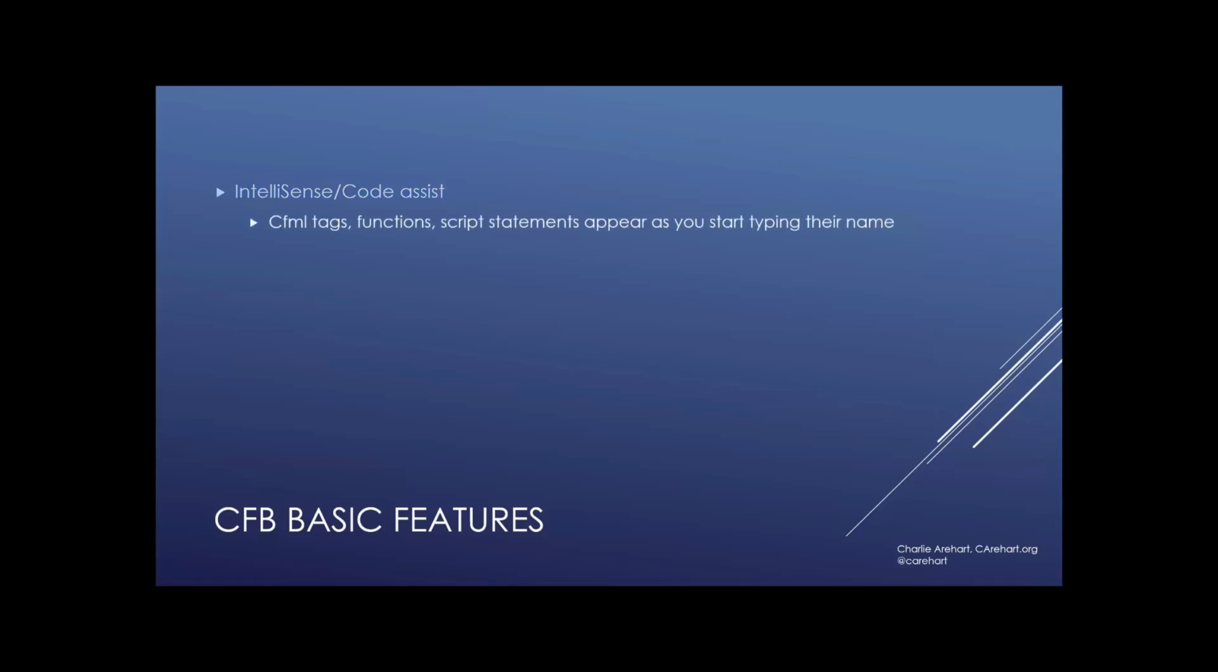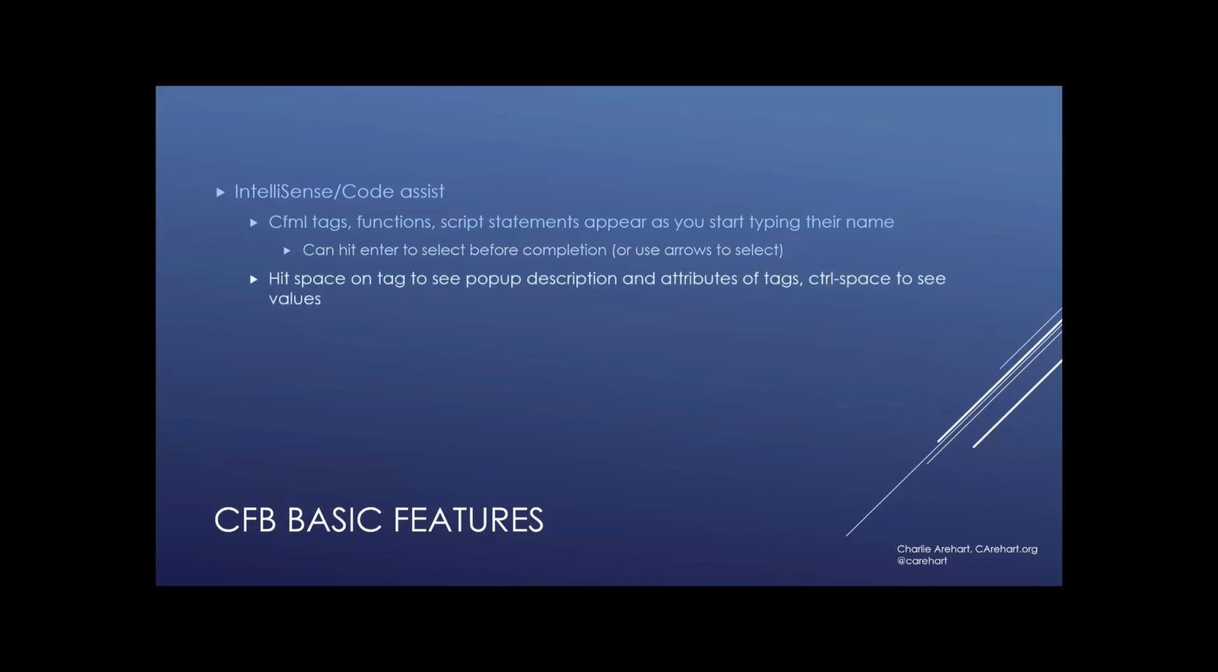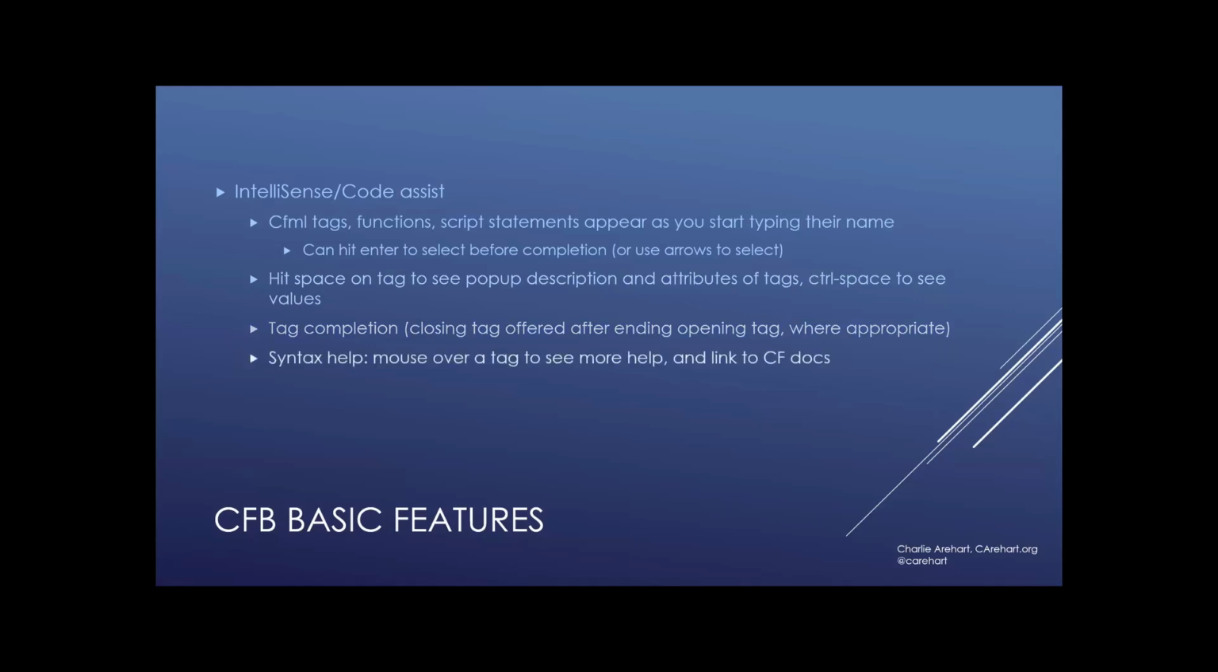So yeah, CFML tags, functions, script statements, they all appear as you start typing them. And you can hit enter to select them or use arrows to choose things. And you hit the space bar in a tag to see the attributes and control space to see values within an attribute. Really powerful stuff. Tag completion, like we talked about.